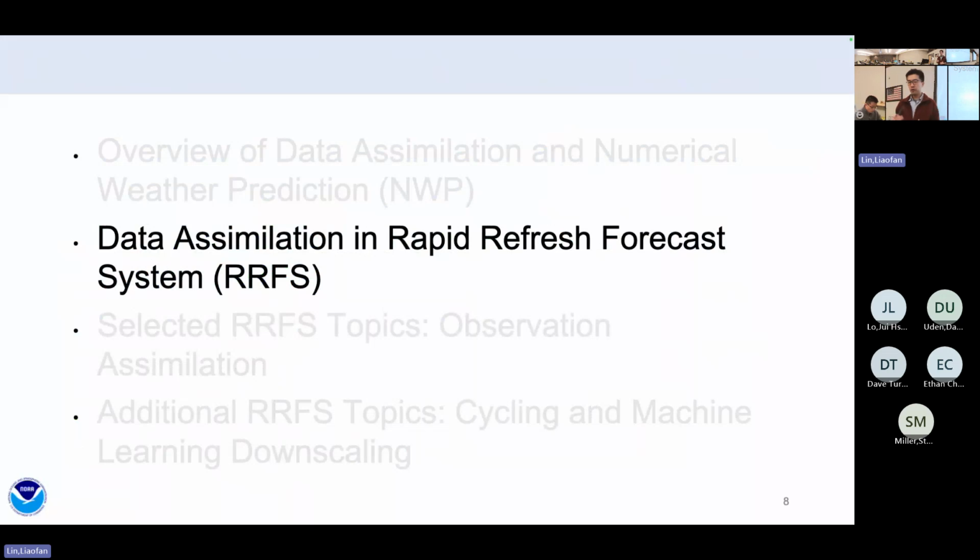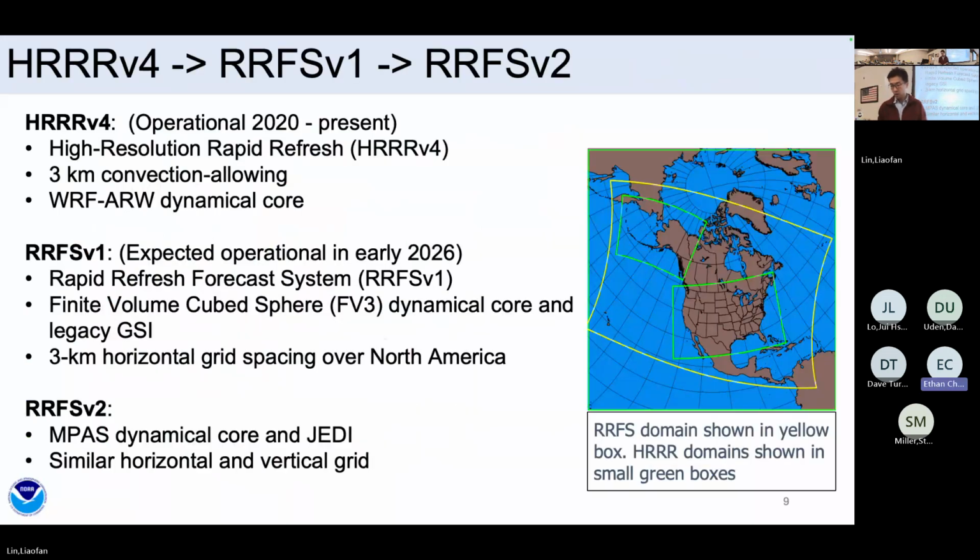Okay, so after the overview, next I'm going to briefly introduce the data assimilation framework in the current Rufus. That's the system we are working on. So first is a quick timeline of the different versions of short-range NWP systems.